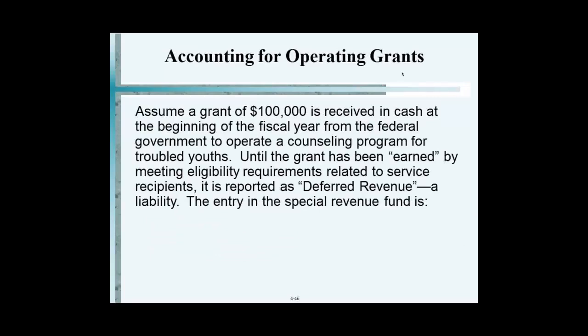This is what I was telling you about the grants. Take a look at this. Actually, this is part of your question. Yeah, I think this is one of the homework questions I gave you. So this is what I was speaking about. You basically report it as deferred revenue, as a liability.